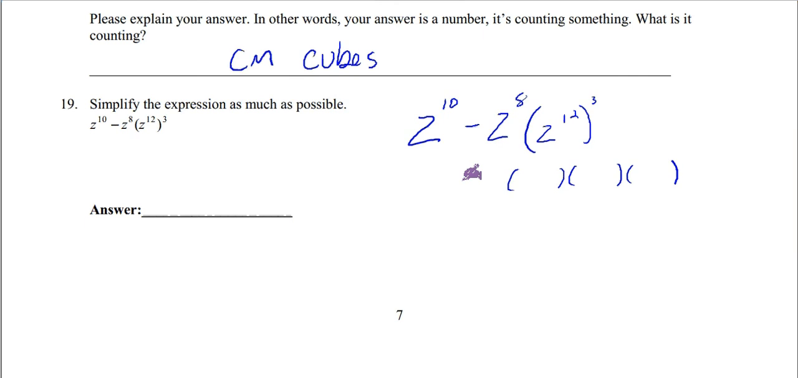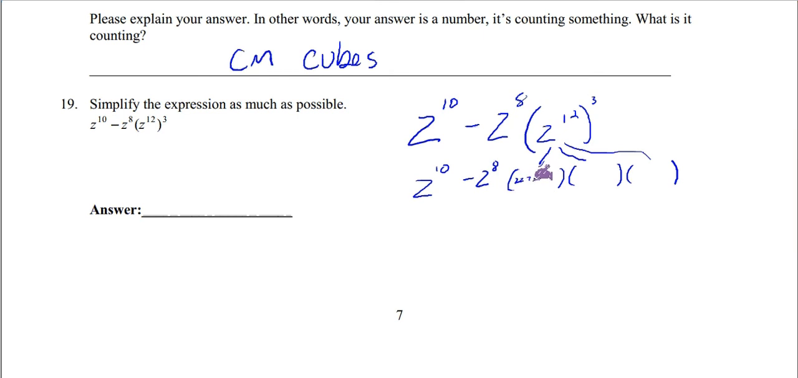Okay, well, we can just write z to the 8th, z to the 10th there. So let's further figure this out. What's inside each of these parentheses? A z to the 12th. Z to the 12th is here, and here, and here, right? Something times itself 3 times, that thing that is multiplied by itself 3 times is z to the 12th. What does z to the 12th mean? Well, raise something to the 12th power means to multiply it by itself 12 times.